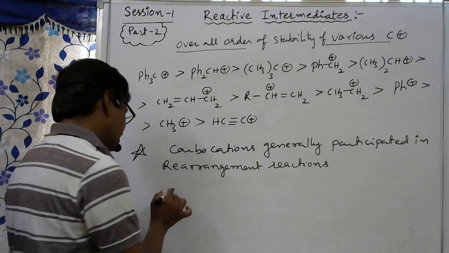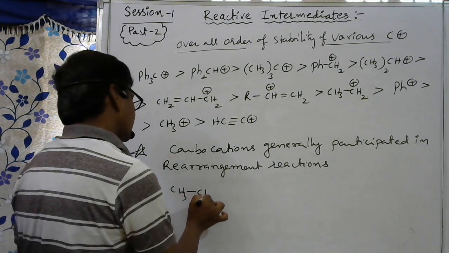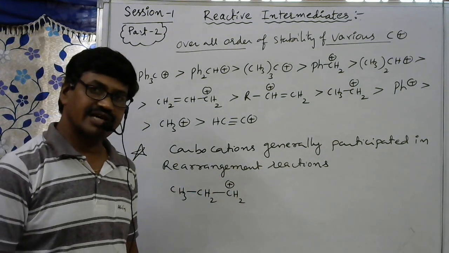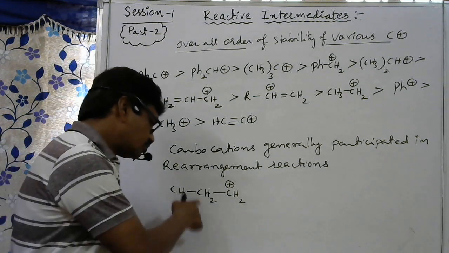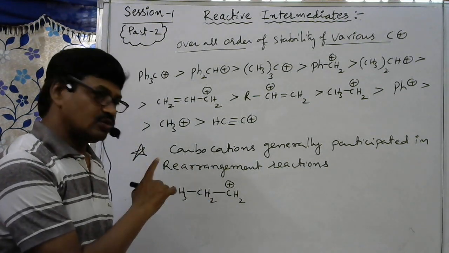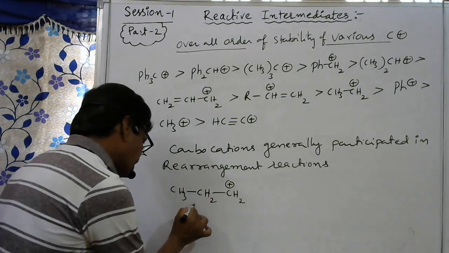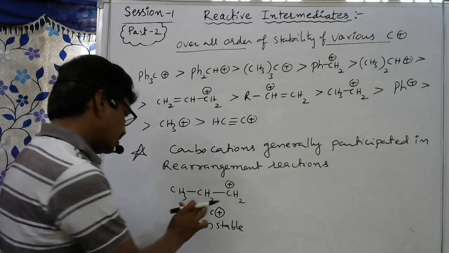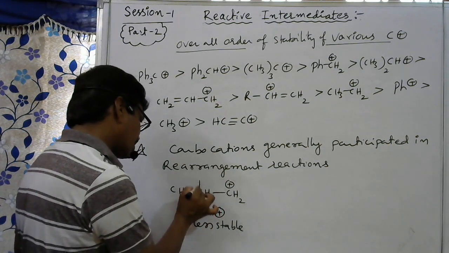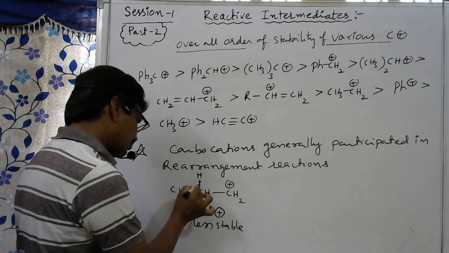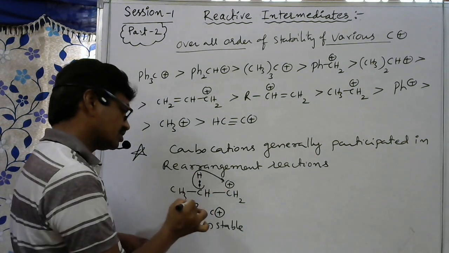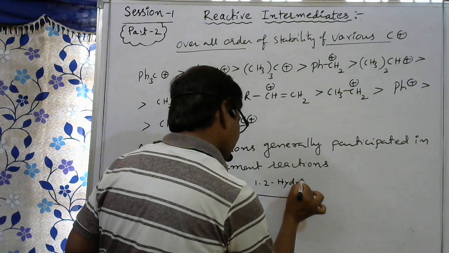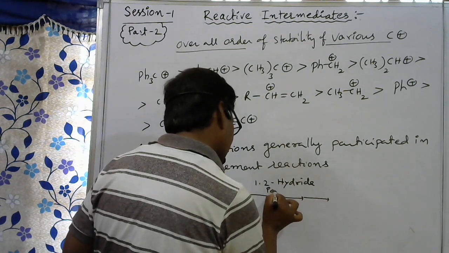For example, here CH3, here CH2, then CH2+. This carbocation is formed in an intermediate stage in one reaction. But the product formed is not due to this, because there is a possibility to get one more carbocation which is more stable. This is the primary C+ carbocation, less stable. But here due to rearrangement, among these two hydrogens, one hydrogen shifts from here to here by taking its two electrons. Means we can say it is a 1,2 H minus shift. H minus is nothing but a hydride. 1,2 hydride ion shift.